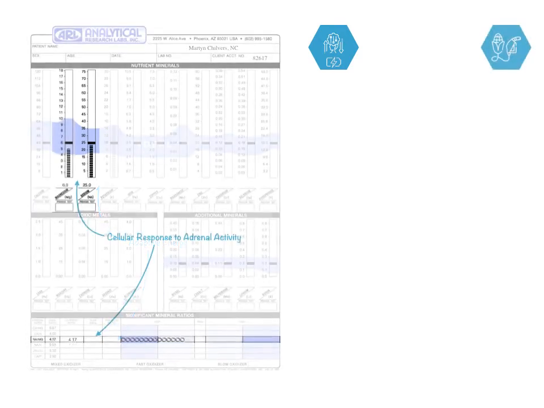The second ratio we're going to look at is the adrenal ratio. In simple terms, the adrenal glands regulate the amount of fuel available to the cells, and the magnesium-sodium ratio gives us an insight into the cellular response to that adrenal activity. Again, it can be a slightly slower response, or a slightly faster response. Either's fine as long as it's within a healthy range.